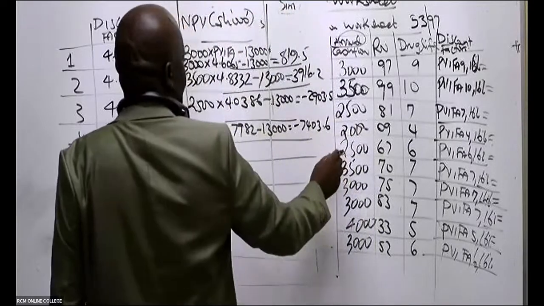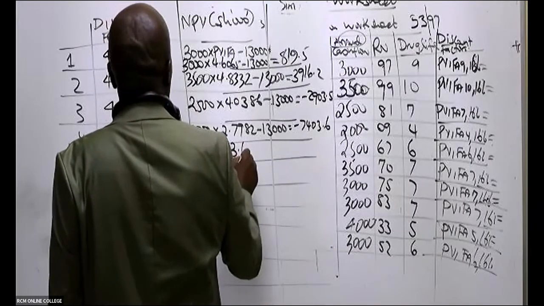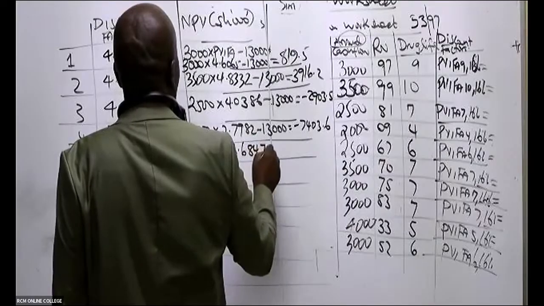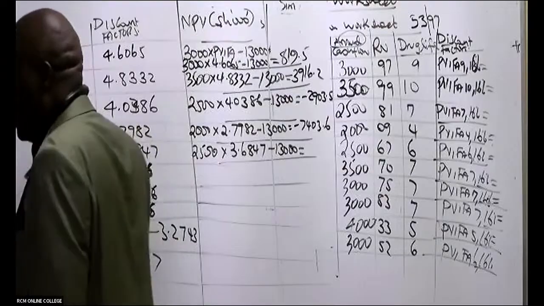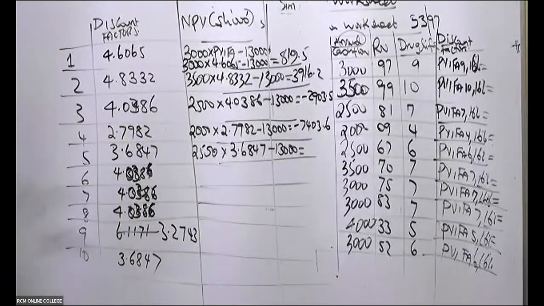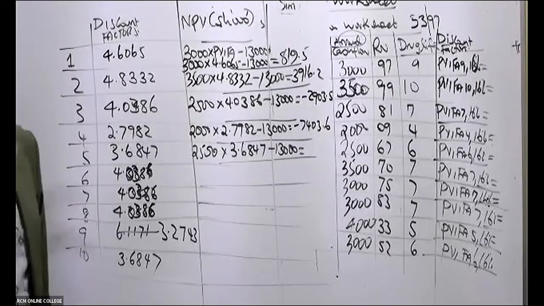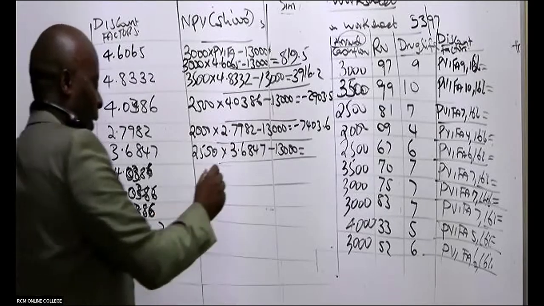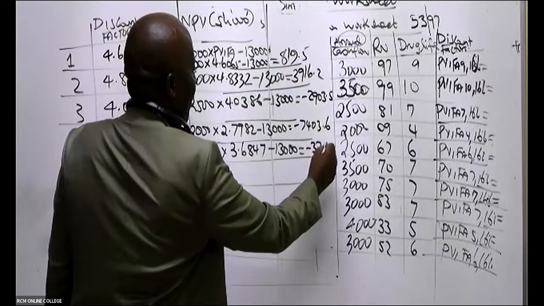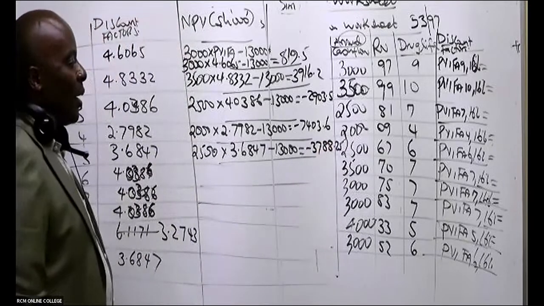So number 5, I can see it is 2,500 times this. So I believe now you have gotten an idea, and I know now you can give me all the answers, all of them. Minus 3788.25. Come to the next one.